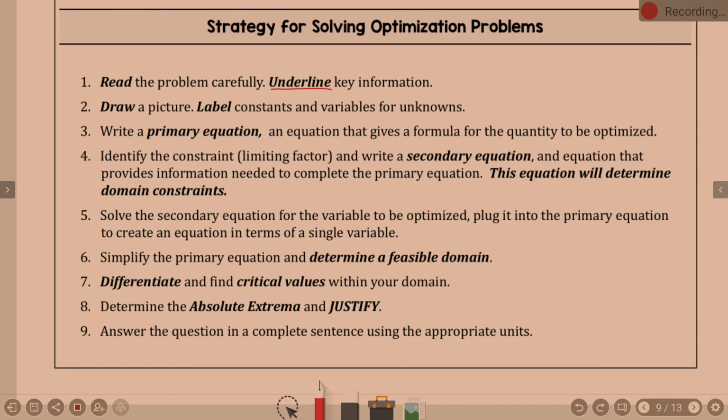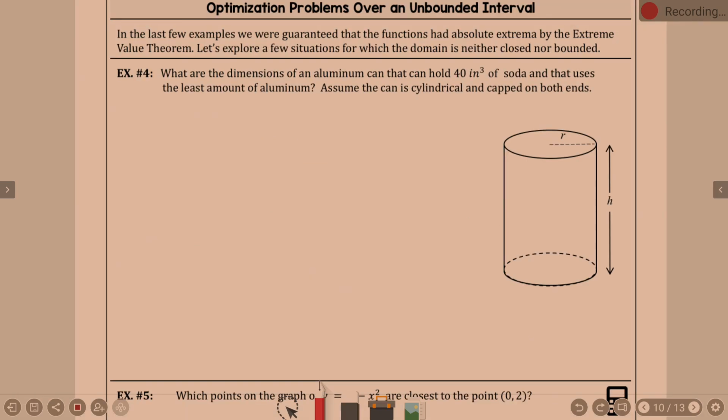Okay, let's step over to 4. So in the last few examples, we were guaranteed that the functions had absolute extrema by the extreme value theorem. Let's explore a few situations for which the domain is neither closed nor bounded. I'm not really sure that it's going to change anything about how we do this, though.